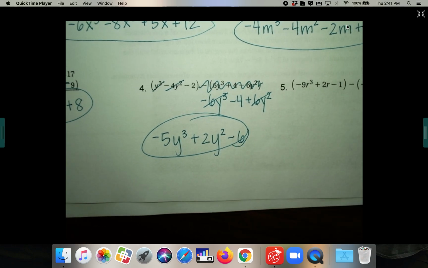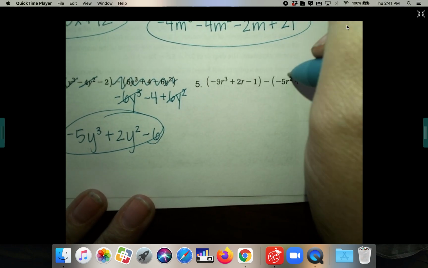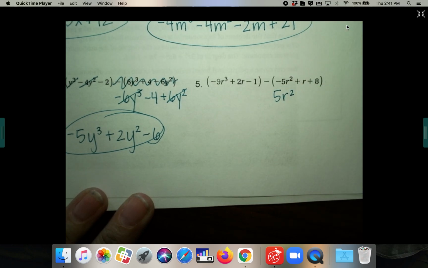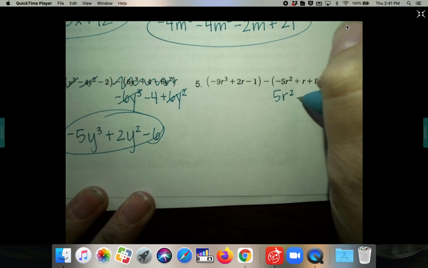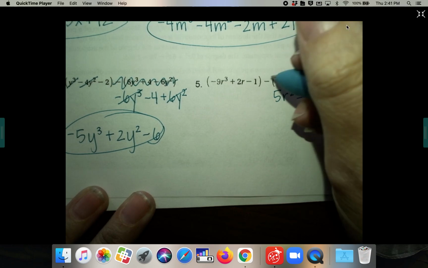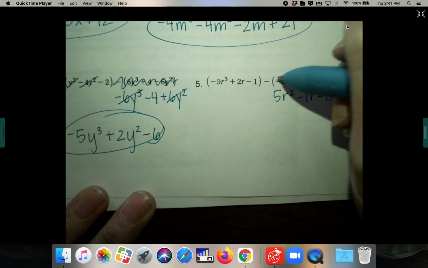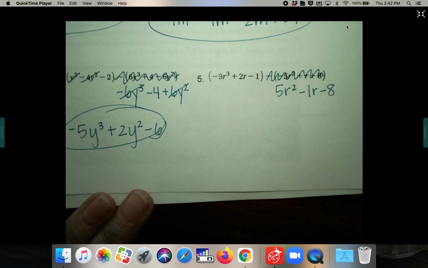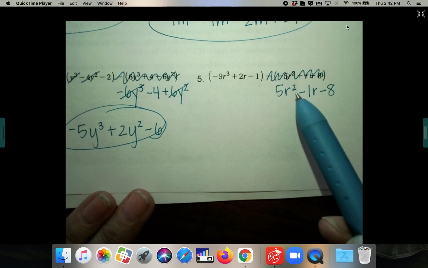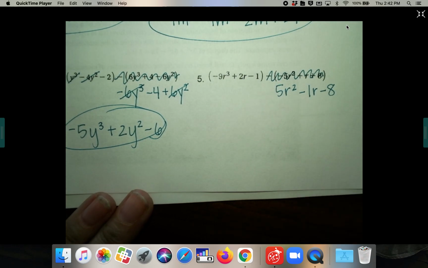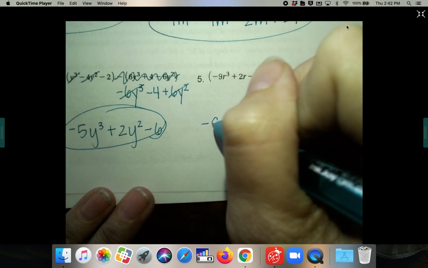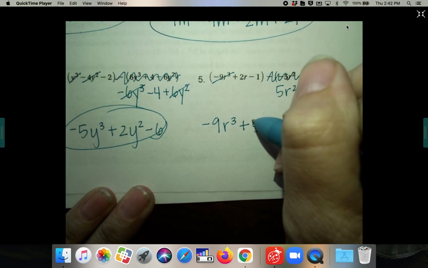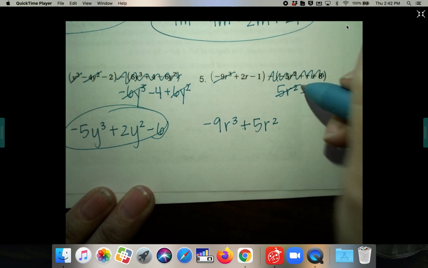Oops, didn't quite get that on there. That's okay. All right, again, distribute. Negative times negative is going to make that now a positive 5r squared. That's going to make it a minus 1r, or just r, and minus 8. So now I'm going to add to combine like terms now that I've distributed that negative. So this one's to the third and this one's squared, so they're not like terms, so don't combine them. Leave this one separate. Leave this one separate. That's a positive 5r squared now, so put a plus.